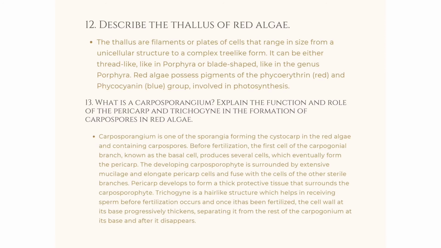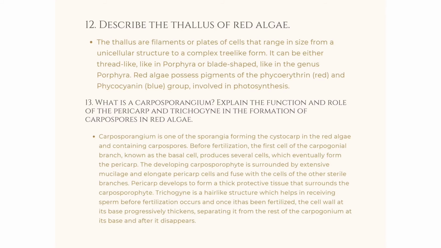What is a carposporangium? Explain the function and the role of pericarp and trichogyne in the formation of carpospores in red algae. Carposporangium is one of the sporangia forming the cystocarp in the red algae and containing carpospores. Before fertilization, the first cell of the carpogonial branch, known as the basal cell, produces several cells, which eventually form the pericarp. The developing carposporophyte is surrounded by extensive mucilage and elongate pericarp cells, which fuse with the cells of the other sterile branches. The pericarp develops to form a thick protective tissue that surrounds the carposporophyte.